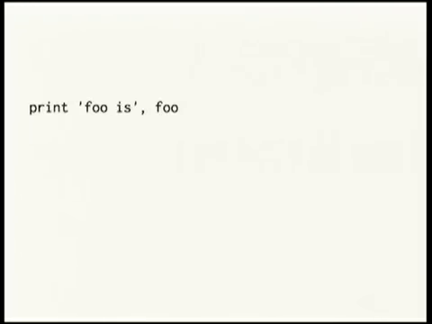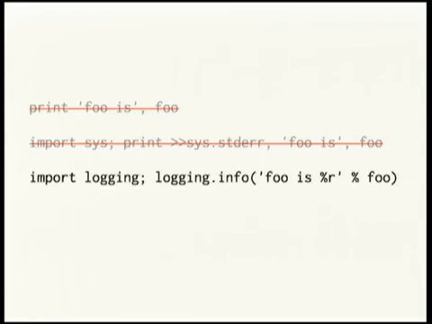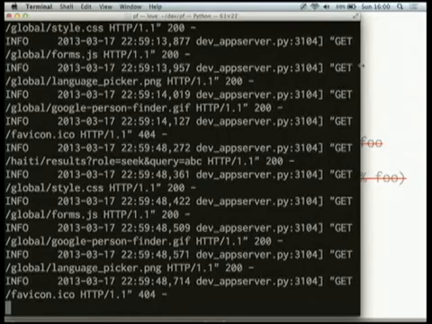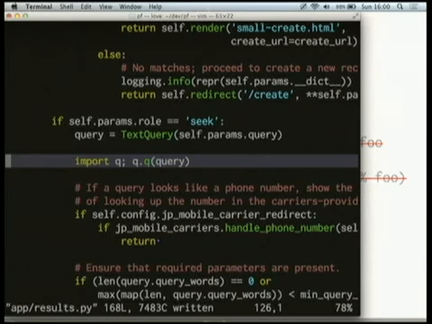Anyway, I don't type all that anymore. I type this. It's the shortest thing I could come up with. So here's what happens. Import q, q(query). Okay. And so you'll notice I don't actually type in any string here. I just type in the name of the thing I want printed out.